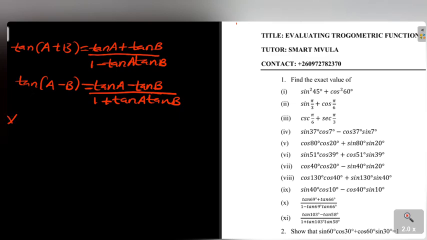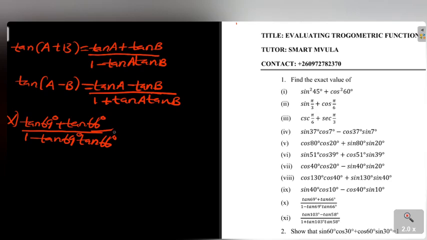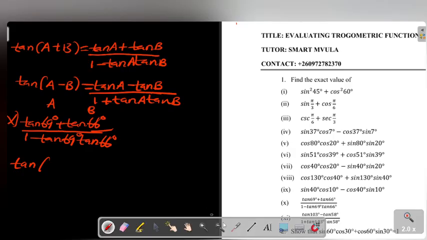So now for part 10, what we have is tan 69 degrees plus tan 66 degrees, that is over 1 minus tan 69 degrees tan 66 degrees. That's what we have. So to evaluate this, just look at the top. This is A, this is B. Since we are adding, it will be the first identity that we are going to use here. So it will be tan of A plus B, which can be written as tan of 69 degrees plus 66 degrees.